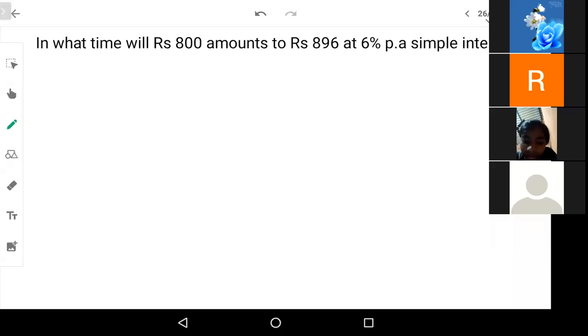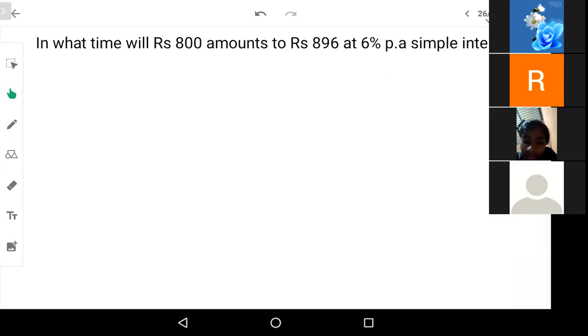Let us start. In what time will rupees 800 amount to 896 at 6% simple interest? So here they have given us the principal, that is 800 rupees. They have given us the amount, which is 896 rupees. And they have given us the rate of interest, that is 6%. So we know the interest amount also. Apart from that, we'll have to find the time, that is T.